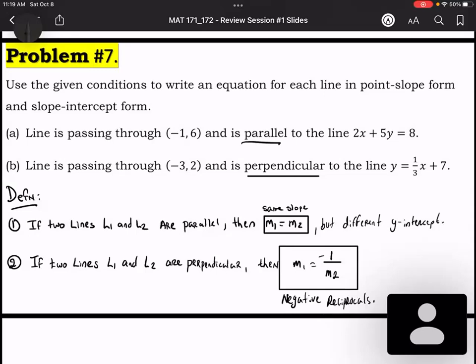All right, so for this problem, we have to do both point slope form and slope intercept form. We already know what those forms are. For both problems, one problem has an additional step than the other, and I will identify that when we do both of them.